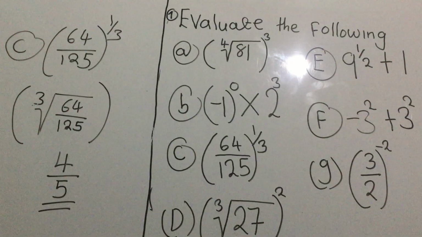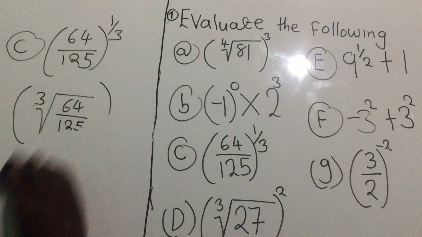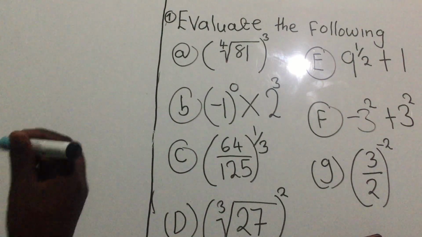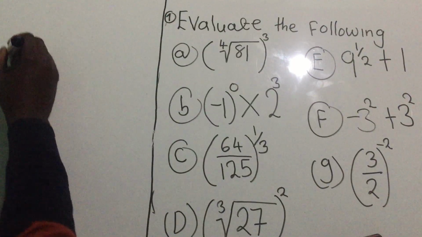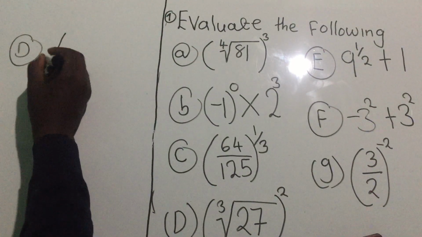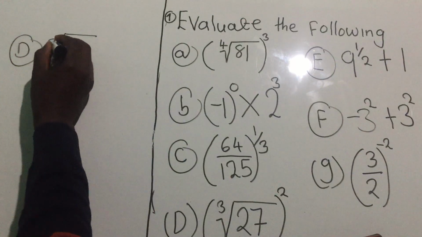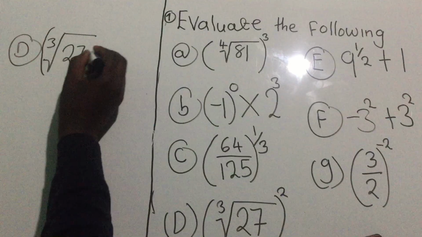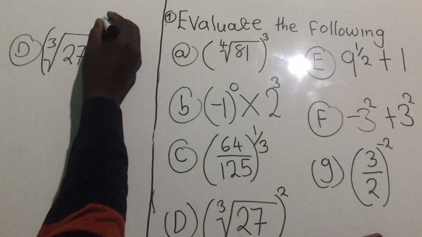So now we go to question D. Question D says the same. So just say D square root like this. You put 3. Have you seen? You put 27 close to the power 2.